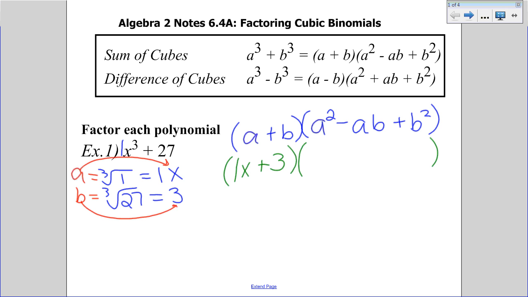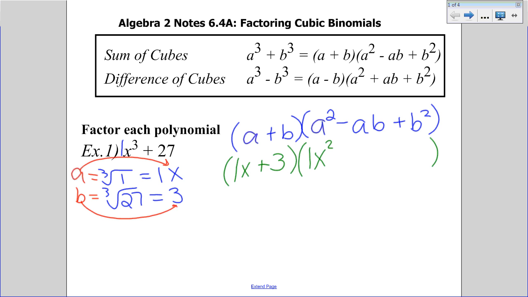I need to take that a term and square it. So you're taking 1x and squaring that. Well, what is 1 squared? Simply 1. What is x squared? Not much simpler than x squared.